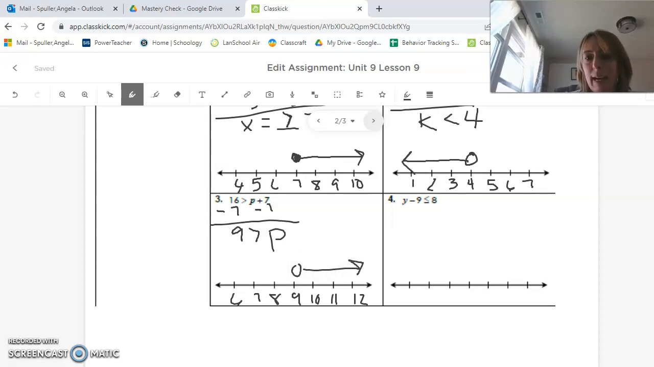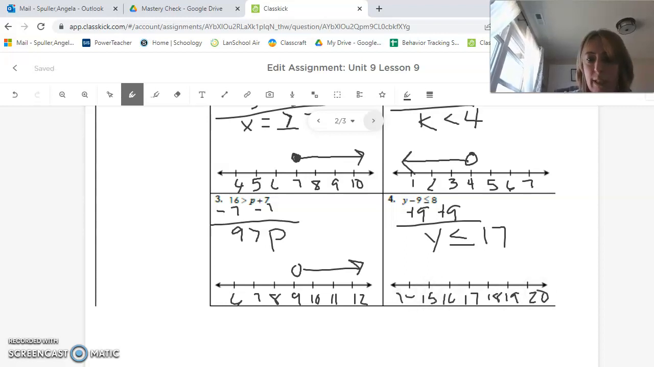Y minus 9 is less than or equal to 8, so we're going to add 9. So y is less than or equal to 17. So 17, 18, 19, 20. Count backwards, 16, 15, 14. Okay, less than and equal to, so closed circle. Less than goes to the left.